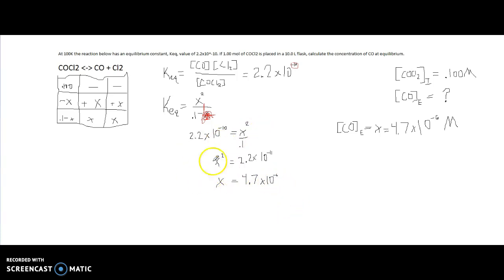So then the problem asked you for the concentration of CO at equilibrium. To get that, you just come back over to your ICE box and plug it in. The concentration of CO at equilibrium equals x, and x is 4.7 times 10 to the negative 6th. But don't forget to add the M to the end, because you're not solving for KEQ anymore, you have to have units attached to your numbers. So that's it for equilibrium.